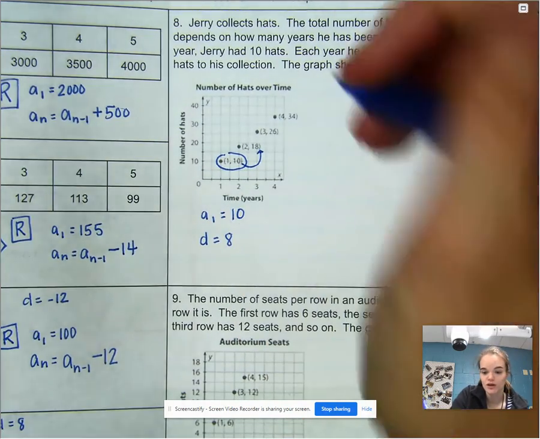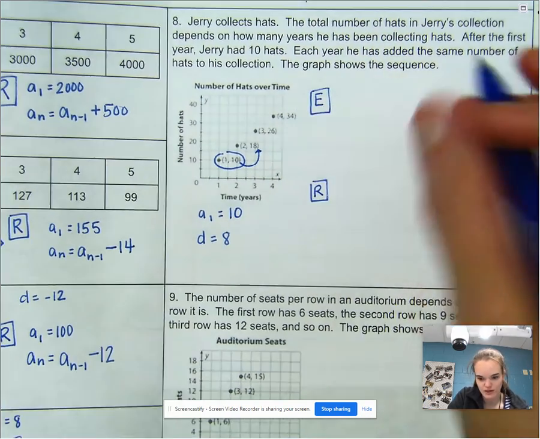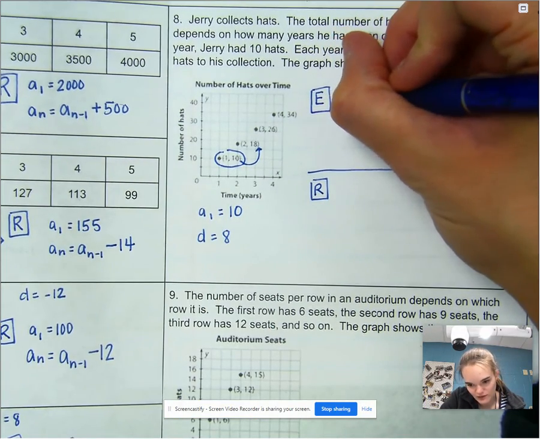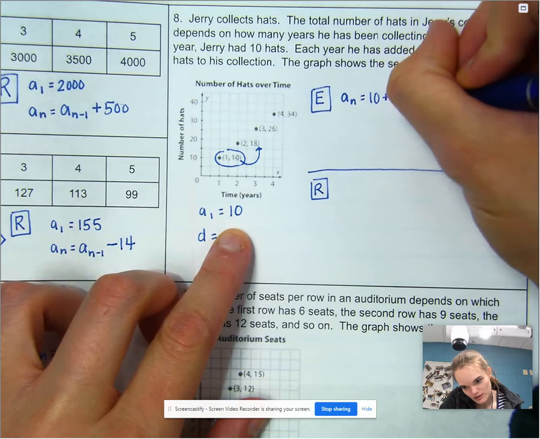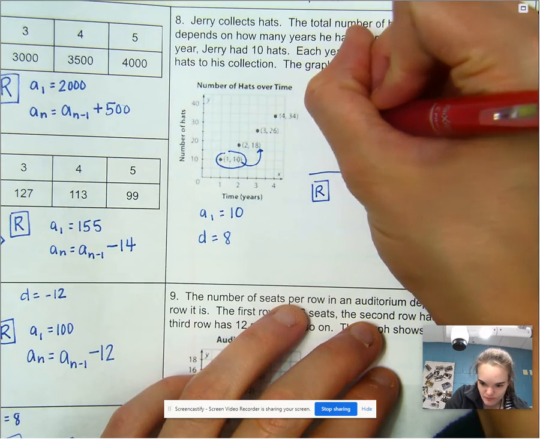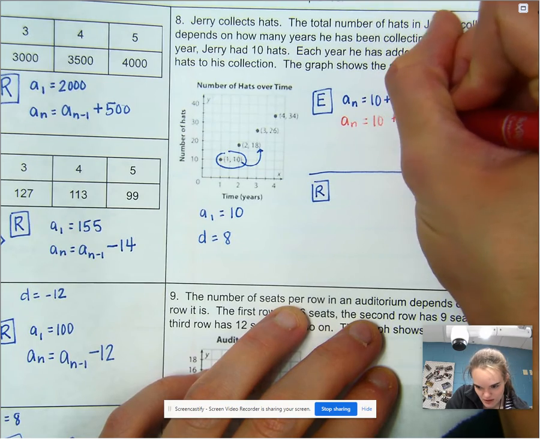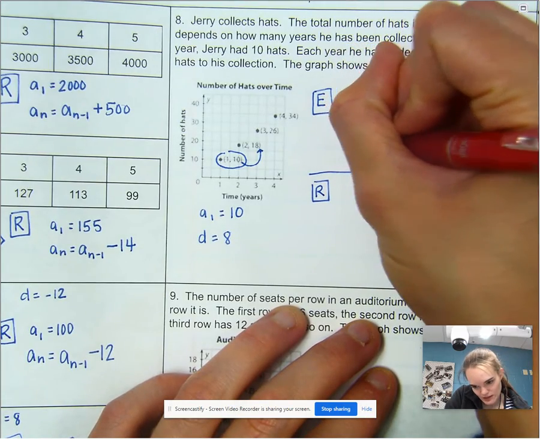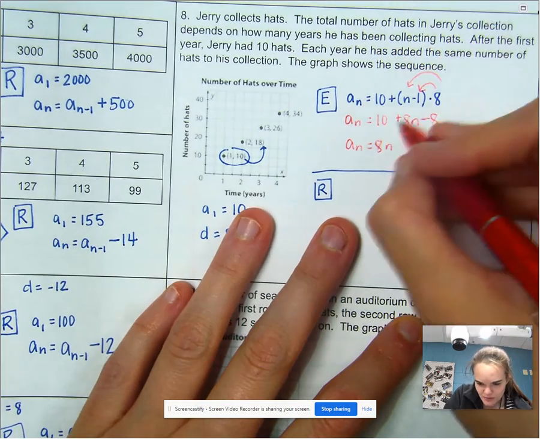Now that we have those, just like a second ago, explicit, recursive. Okay, I'm going to draw a little line here so we separate them. Explicit, we will have to simplify. A sub n equals the first term plus n minus 1 times 8. We'll distribute. 8 times n is 8n. 8 times negative 1 is negative 8. 8n equals 8n. Doesn't even look like an 8 very well. 10 minus 8 is 2.